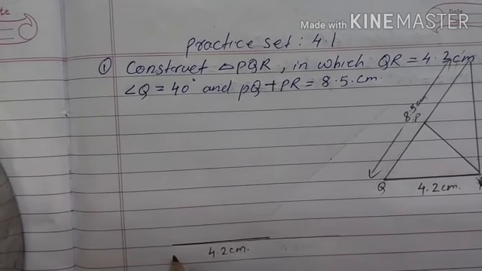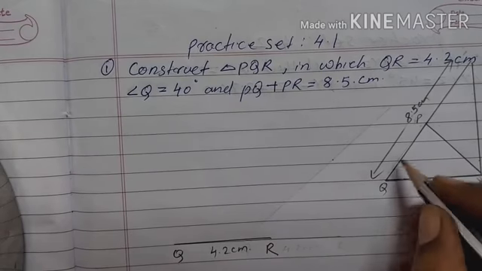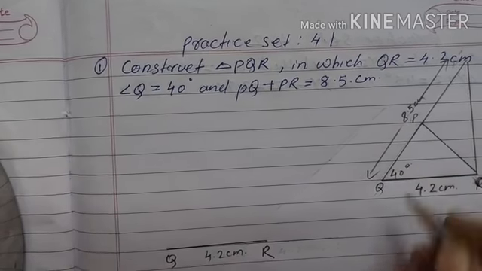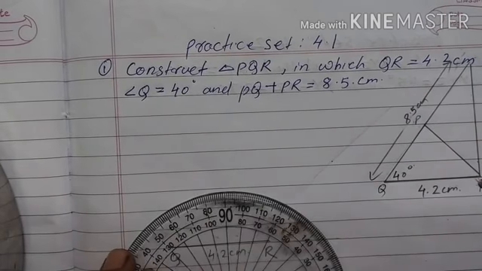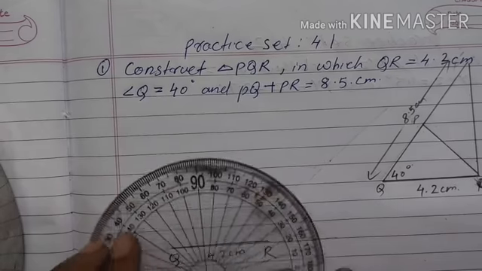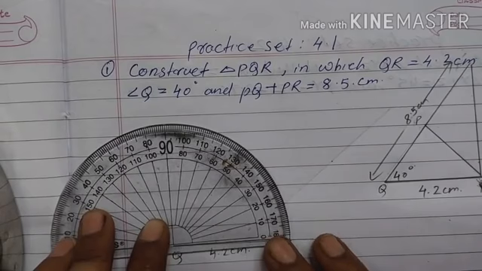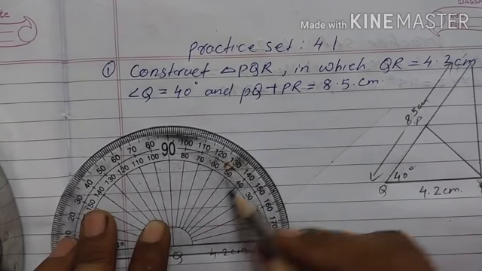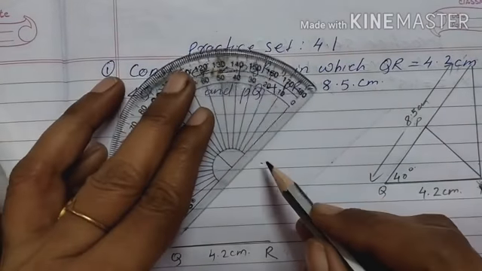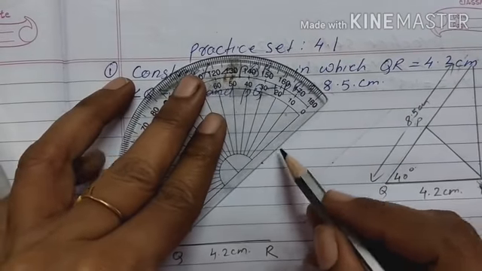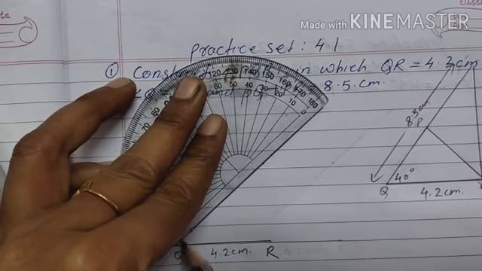Now the second step is to draw the ray of the angle. Here the angle Q is 40 degree. So use the compass and take the angle, mark the angle as 40 degree. Place your compass on point Q and mark the angle as 40 degree. Now draw the ray of this angle 40 degree.